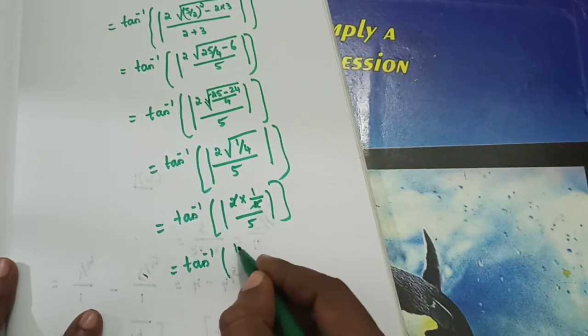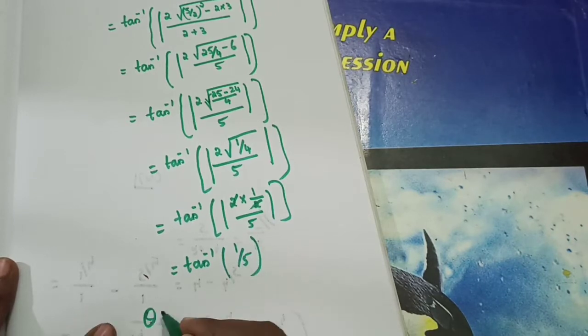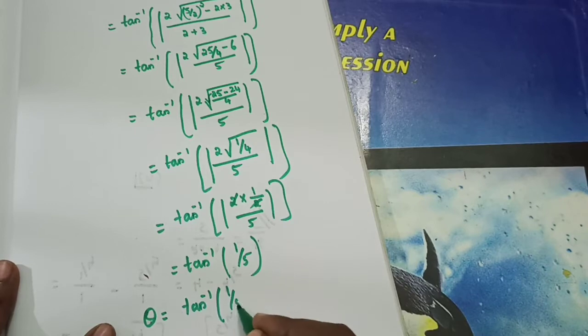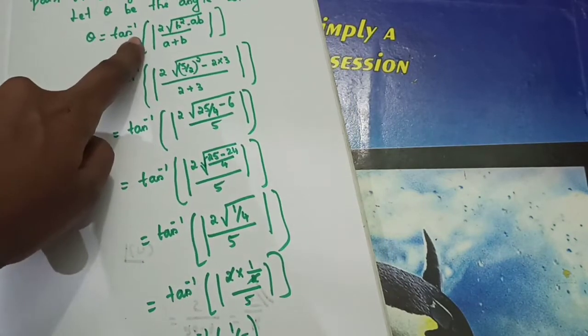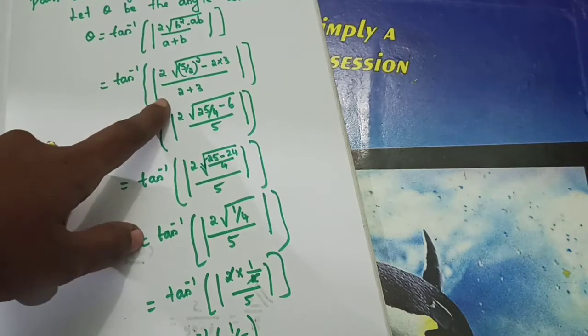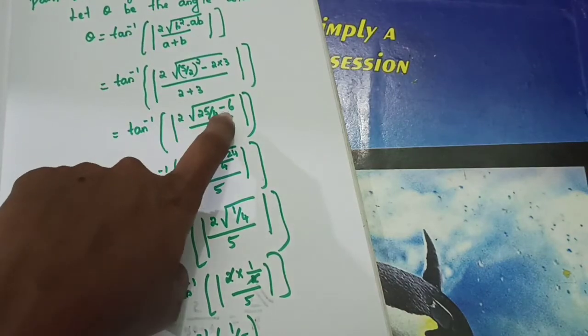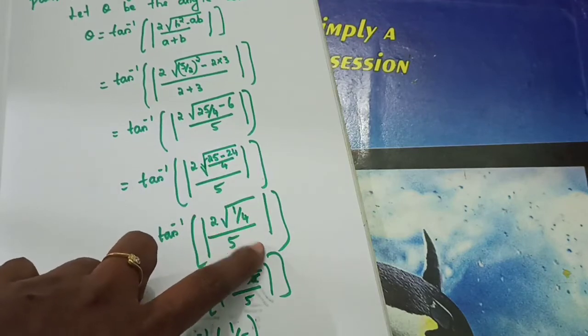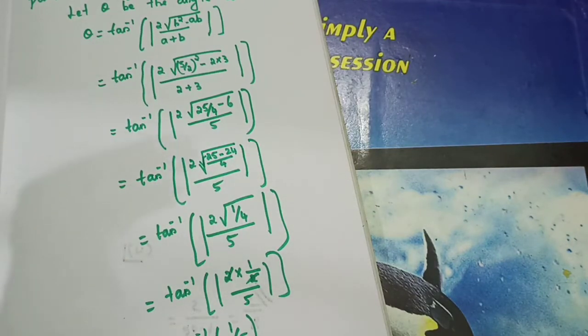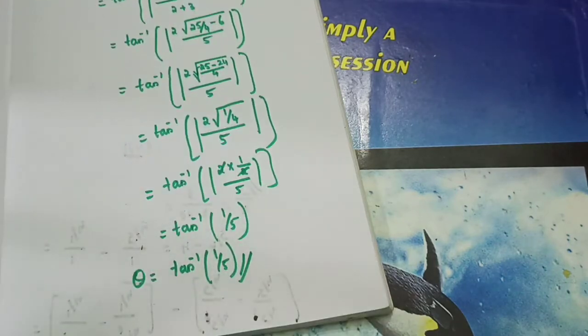So what's the answer? Tan inverse of 1 by 5. You need to find the theta value. Theta equal to tan inverse of 1 by 5. This is the answer. Understand, students? I just wrote the formula and I substituted all the values. Take the LCM here. So you got the answer as 1 by 4. So 1 by 4, when you are taking outside of the square root, 1 by 2. So these two terms will get cancelled. You will get tan inverse of 1 by 5.